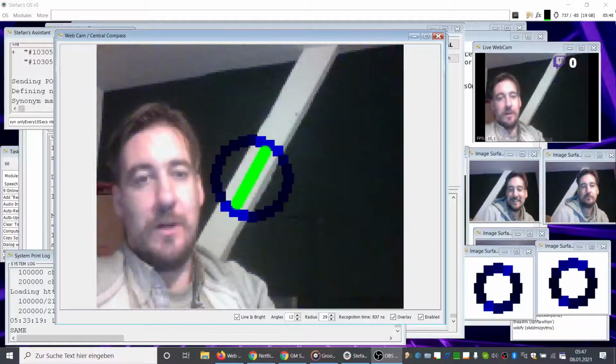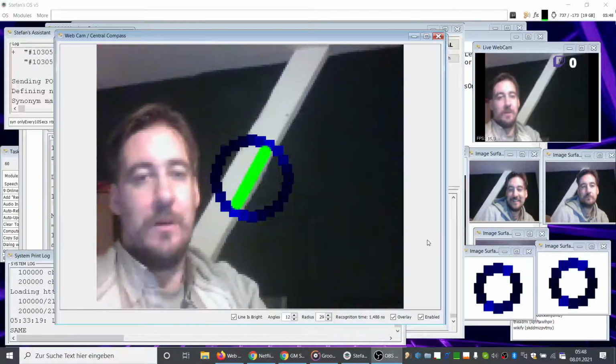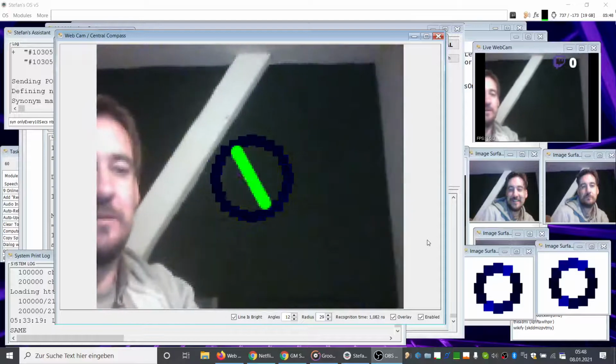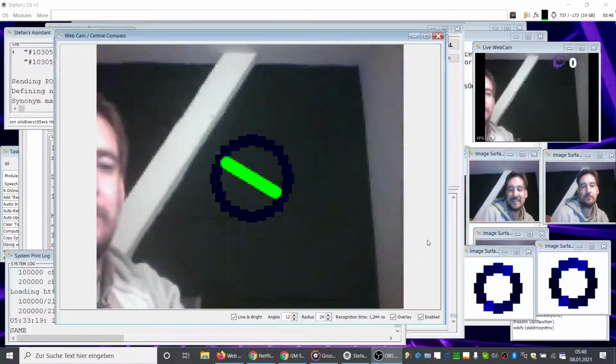Here's a little OCR compass. It sits in the middle of the screen and it detects angles. Right now it's very happy because it found this bright line to orient itself on. If I move the camera around, the sensor gets confused.